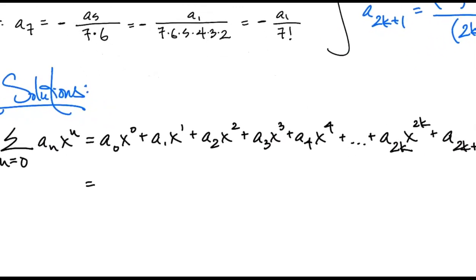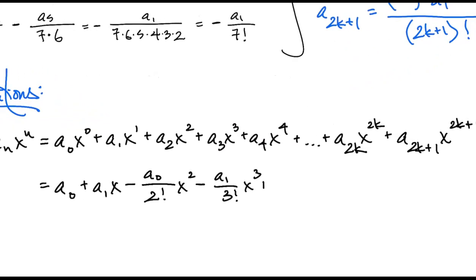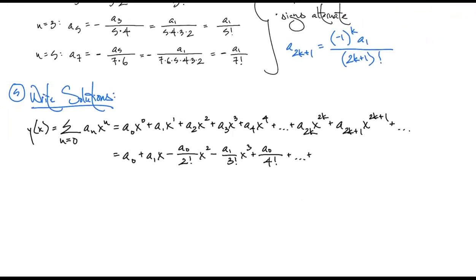That's going to give me a sub 0 plus a sub 1 x minus a sub 0 over 2 factorial x squared minus a sub 1 over 3 factorial x cubed plus a sub 0 over 4 factorial. Skip a few, right? At some point later down the line, I'm going to have something even and something odd.